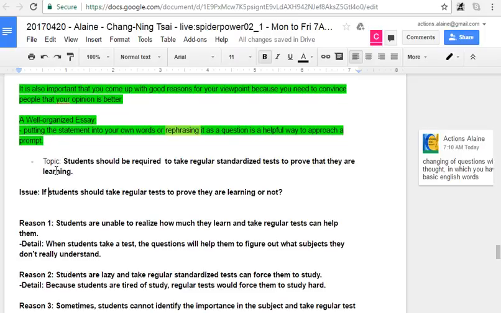If you want to say that taking regular tests to prove that they are learning or not is really important, then you have to use other words, not whether. Because again, whether expresses yes or no questions. Like, do you think whether the students take regular tests or not, they will learn? So whether is only used in yes or no questions.